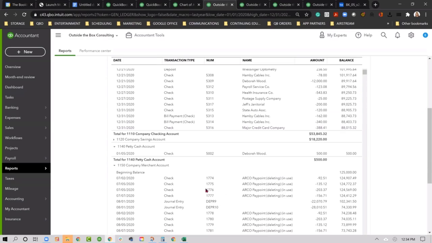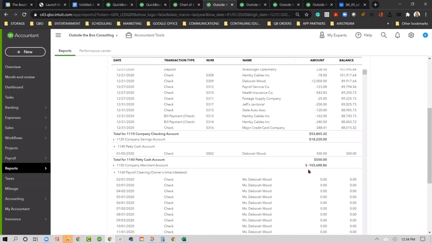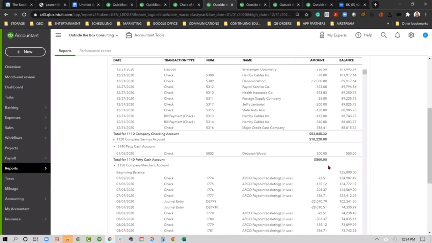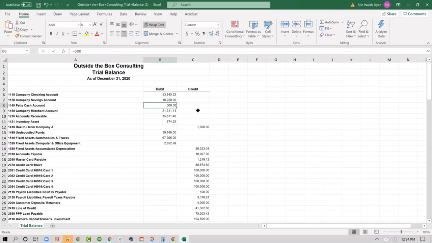And again, you're going to just go back to the general ledger and just keep pulling in the balances. The merchant account has a negative value. That's not good. But I would put that in the credit balance here because it's a negative asset. So basically you just key it all in, and you have to make sure that the totals are the same for each of those areas.